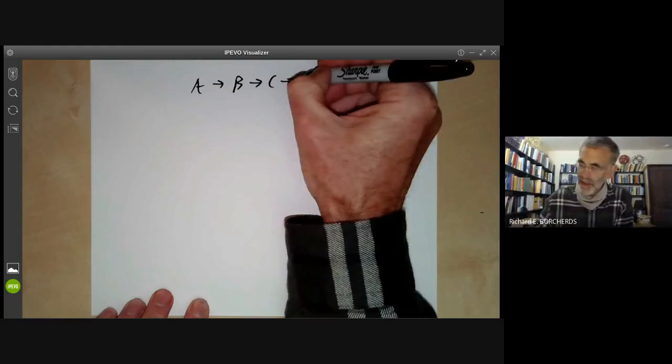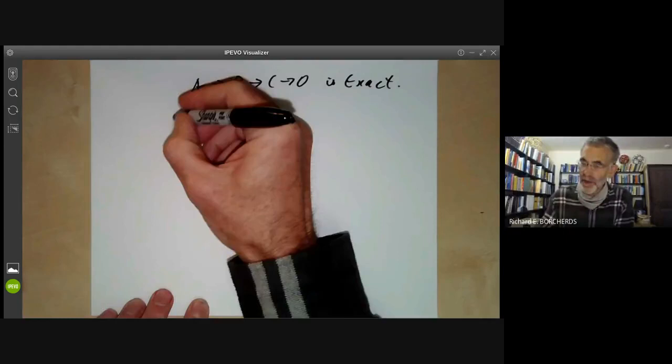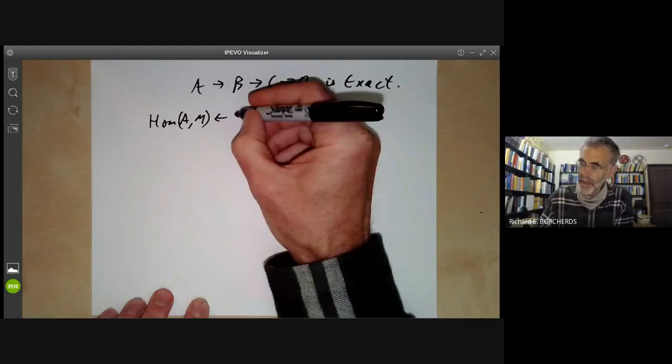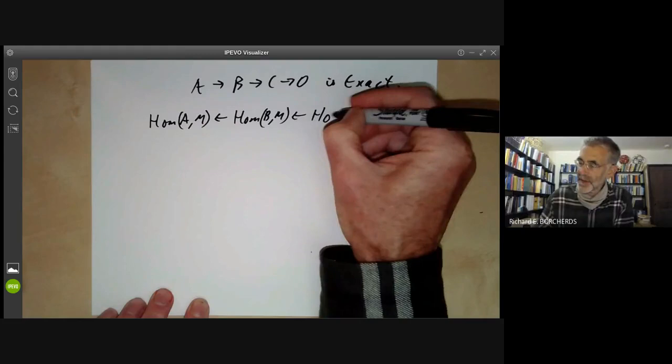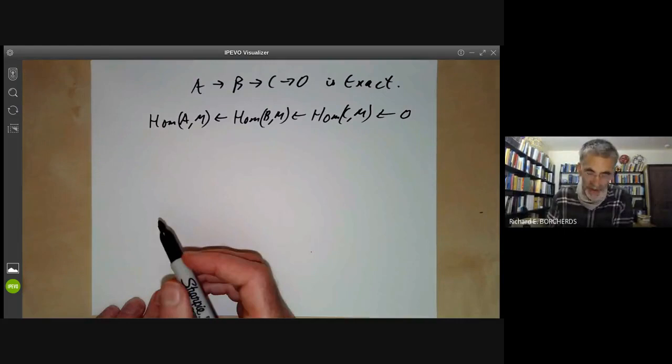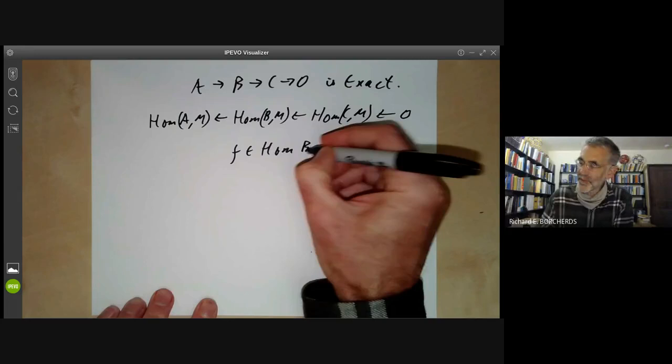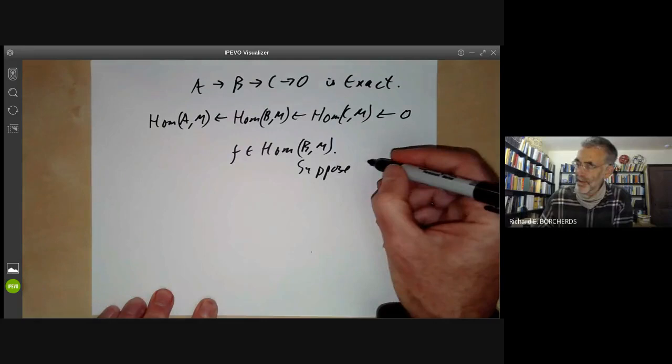And we want to show that Hom(A, M), Hom(B, M), and Hom(C, M) and zero is exact. And of course the arrows are going in the wrong direction. So now we take f in Hom(B, M), and suppose the image is naught in Hom(A, M).